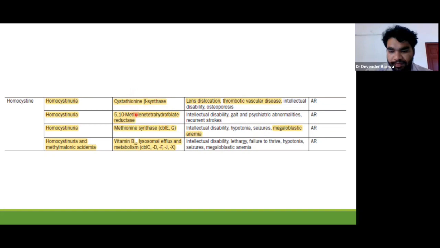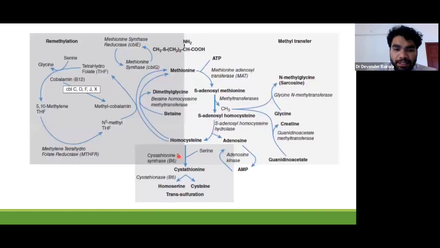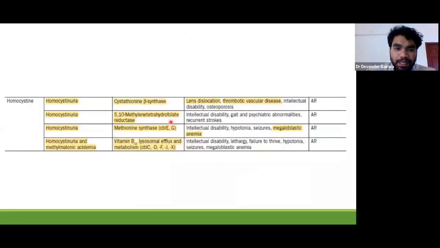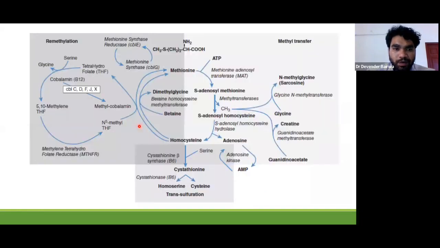So let's see these defects in the figure. As we can see, cystathionine beta synthase is here. If it is defective, obviously homocysteine level will increase. Then 5,10 methylene tetrahydrofolate deficiency. Let's see what happens. So this is the enzyme they're talking about. If this enzyme is defective, then there will be less availability of this substrate, and this is actually required for conversion of homocysteine to methionine. So in this defect also, there will be high levels of homocysteine.